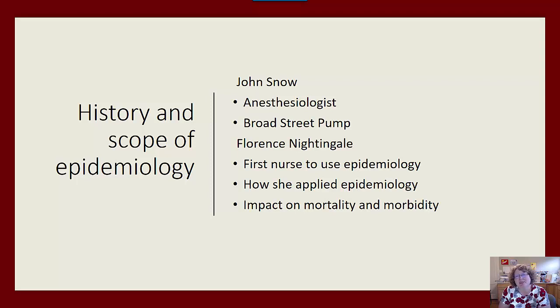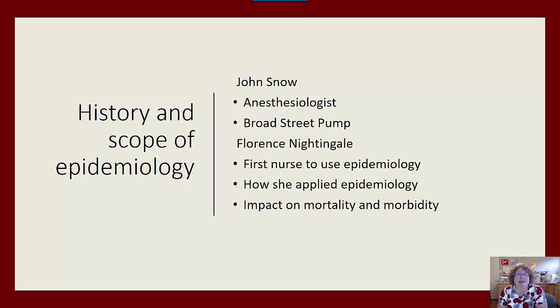spread of cholera. He made note of the different pump houses in the community and started tracking who was sick and went door to door and asked them which pump house they were using to get their water, and finally was able to identify the source, the pump that was contaminated, and they removed the pump handle from the pump and the cholera epidemic stopped.